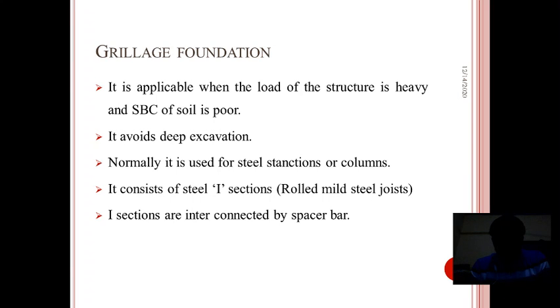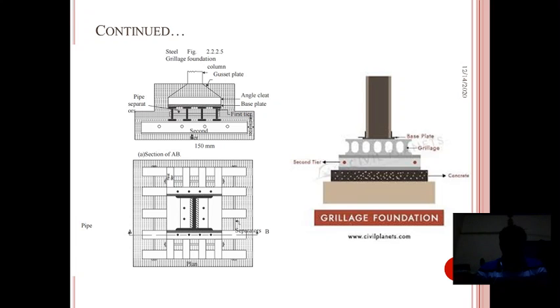Here in grillage foundation we introduce steel structures or steel stanchions like I section or C section. Combinedly we will cast steel stanchions with concrete. Normally it is used for steel stanchions or columns. It consists of steel sections, rolled mild steel joists. I sections are interconnected by a spacer bar. These can be visualized with this figure.